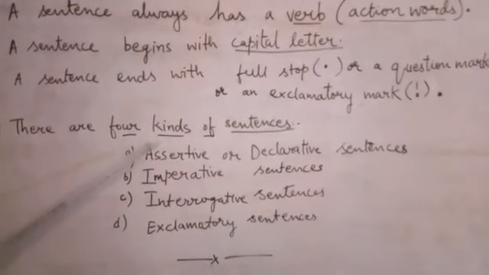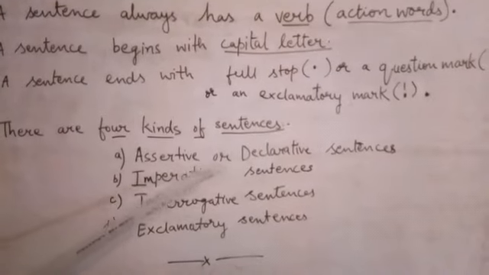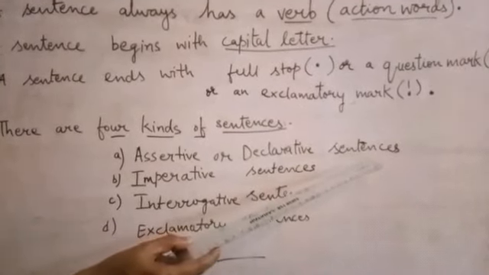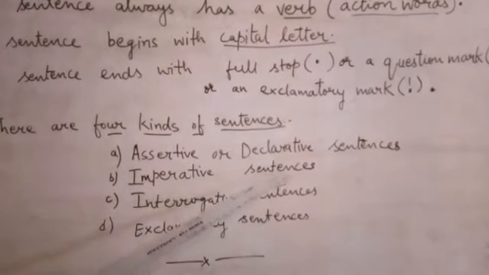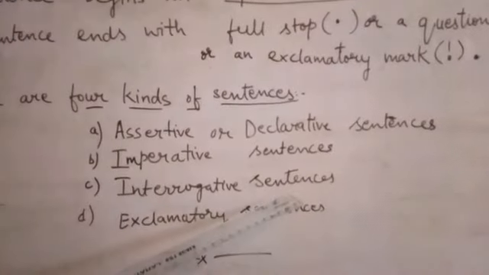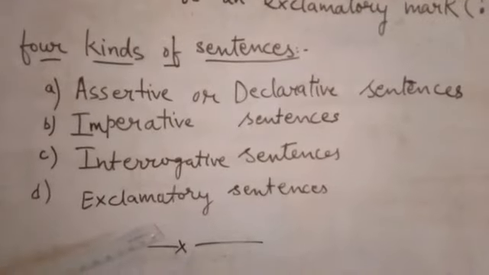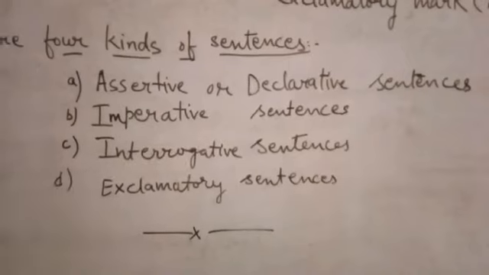There are 4 kinds of sentences. Number 1, assertive or declarative sentences, which we can also call statements. Number 2, imperative sentences. Number 3, interrogative sentences, which are also called questions. And the last, exclamatory sentences. Hope you have understood the chapter.